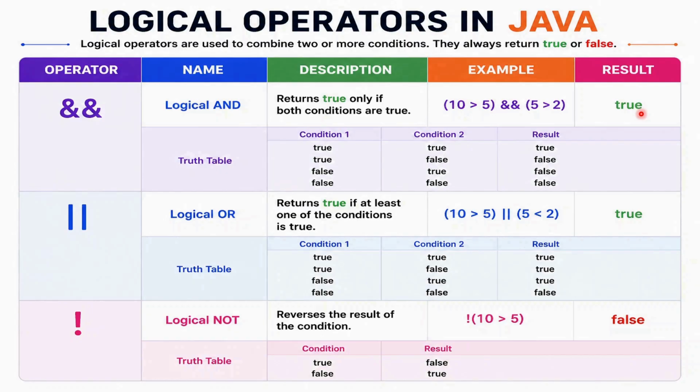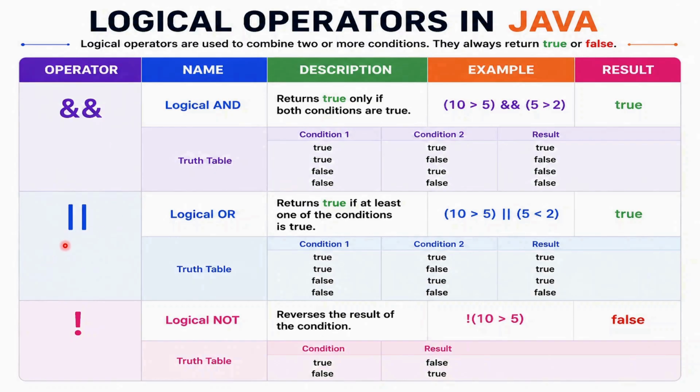So how is this happening, like true or false values? It is based on the truth table. So we have condition 1, condition 2 and the final result. When the first condition is true and the second condition is true, it returns the result as true. When the first condition is true, second condition is false, it returns false. When the first condition is false, second condition is true, it returns false. When first condition is false, second is also false, it returns false. So this is all about the AND operator.